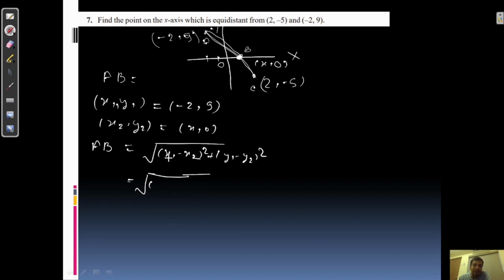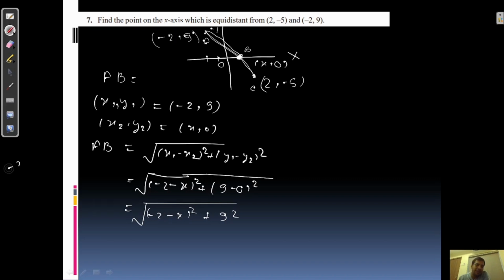Let us put the values again. The value of x1 is minus 2, minus value of x2, you can see it is x, square, plus value of y1, you can see it is 9, minus value of y2, it is 0. So let us solve it. Minus 2 minus x whole square, plus 9 minus 0 is 9. Now you will say, sir, how to solve (minus 2 minus x) whole square? So let me give you a clue. Just look here. (Minus 2 minus x) whole square. I am putting a big bracket.